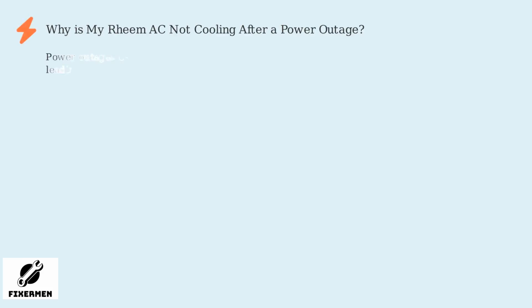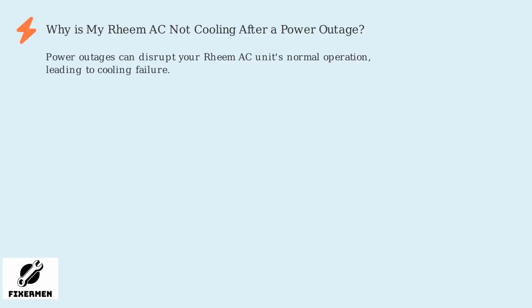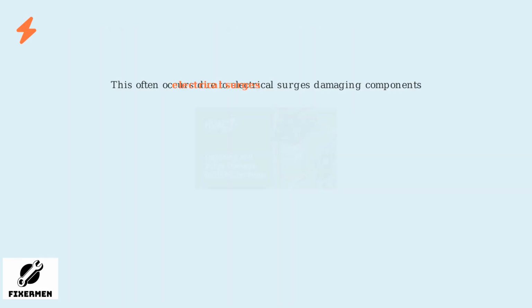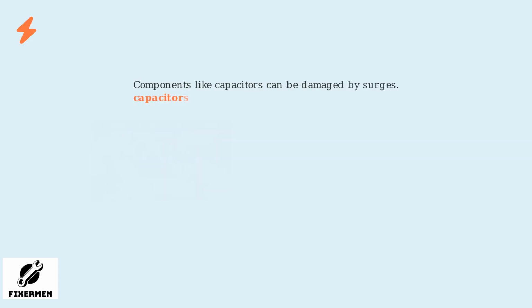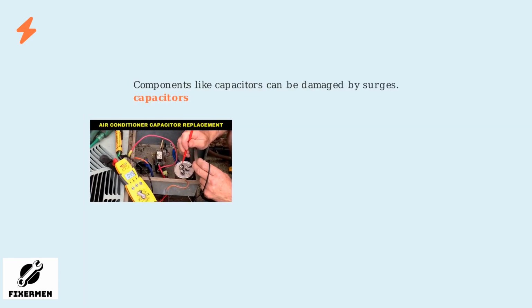Power outages can disrupt your Rheem AC unit's normal operation, leading to cooling failure. This often occurs due to electrical surges damaging components like capacitors or the control board. Components like capacitors can be damaged by surges.